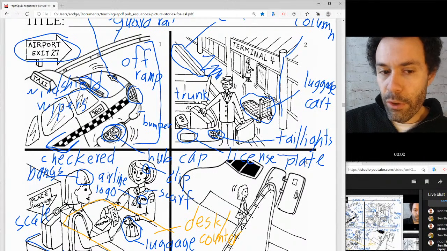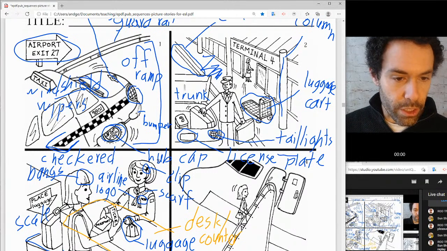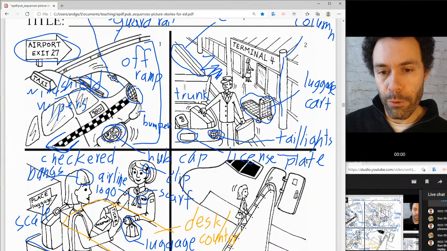All right, if you guys have other questions about the third picture, be sure to let me know. Otherwise, I'm going to be moving on to the fourth one.